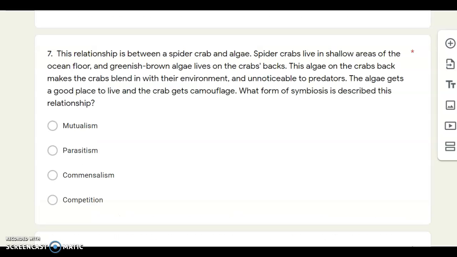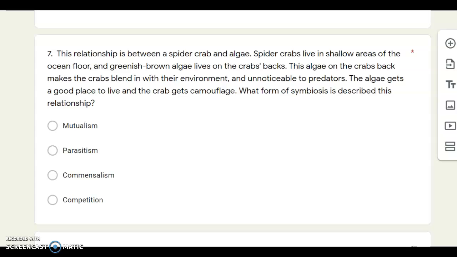Number 7. This relationship is between a spider crab and algae. Spider crabs live in shallow areas of the ocean floor, and greenish-brown algae lives on the crab's backs. This algae on the crab's back makes the crabs blend in with their environment and unnoticeable to predators. The algae gets a good place to live, and the crab gets camouflage. What form of symbiosis is described in this relationship?